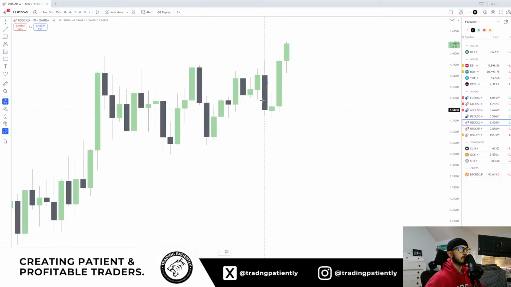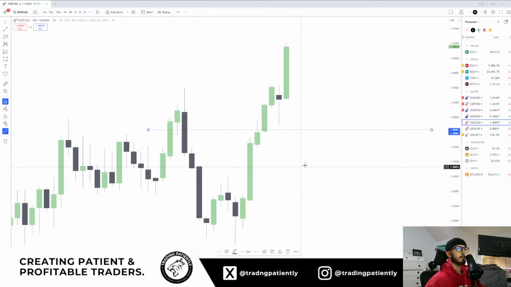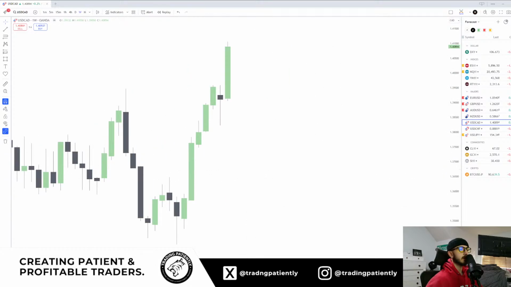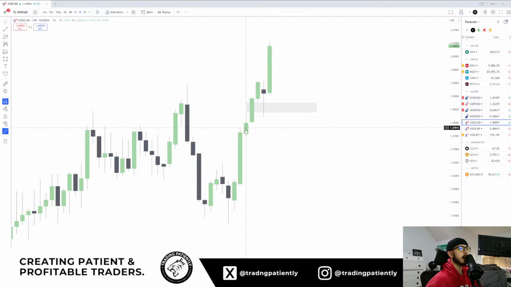Canadian dollar, USD Canadian dollar. Monthly breakaway gap hasn't formed yet, so I'm just going to remove it, but just understand that I'm anticipating that. Trading above here. Weekly, I'm just going to remove that. Traded higher off this weekly BISI. Really nice delivery. High probability price action.